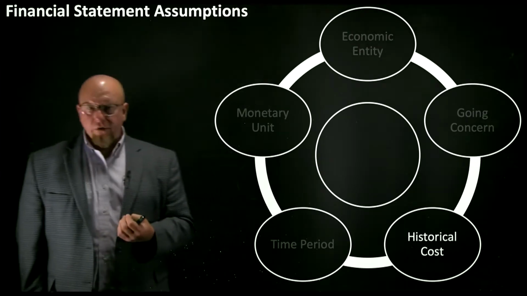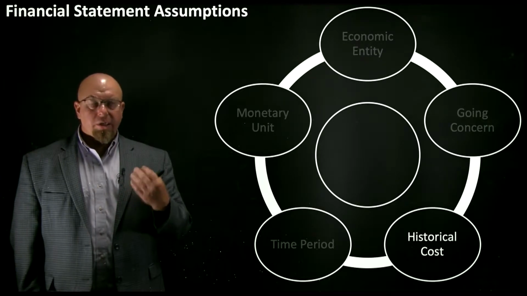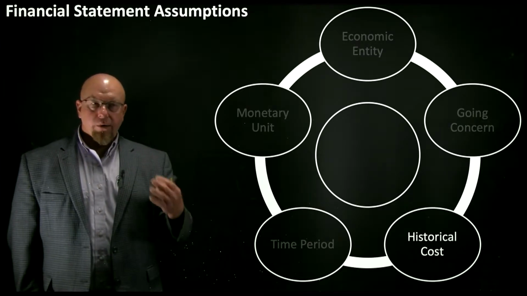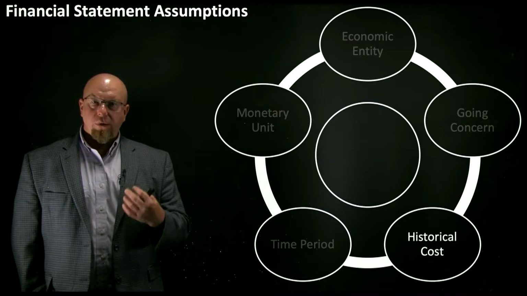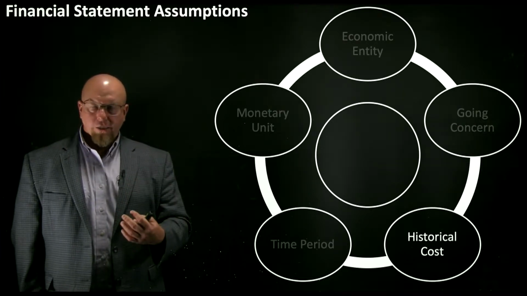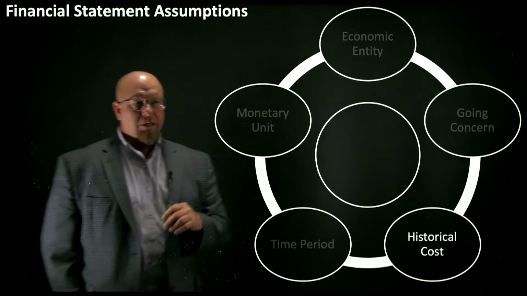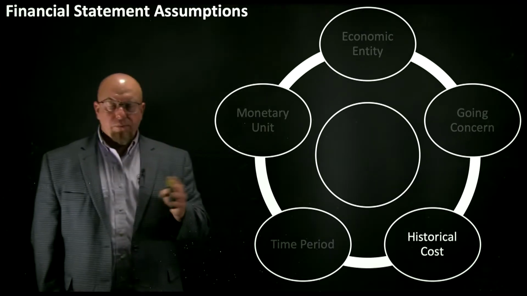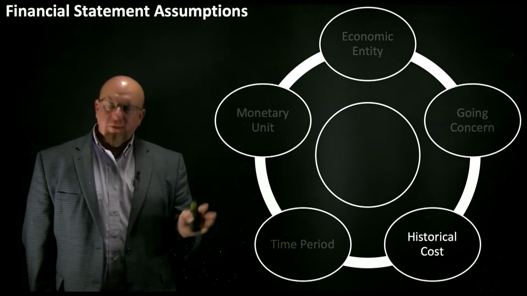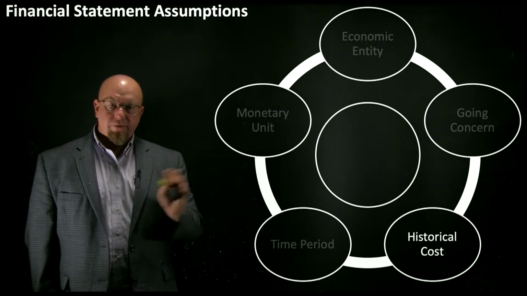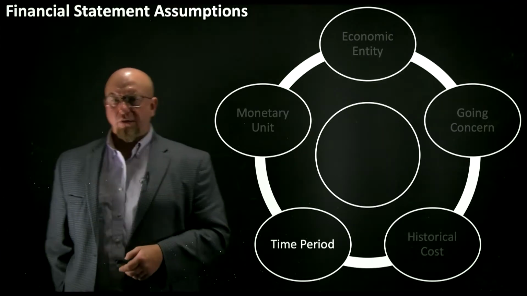That's why measuring things at the fair market value, there's more subjectivity involved. And for the most part, United States generally accepted accounting principles require us to measure things at what we paid for them, historical cost. That is different. There are some different guidelines when we get to international financial reporting, and there are some exceptions with United States GAAP, but for the most part, historical cost is the rule.